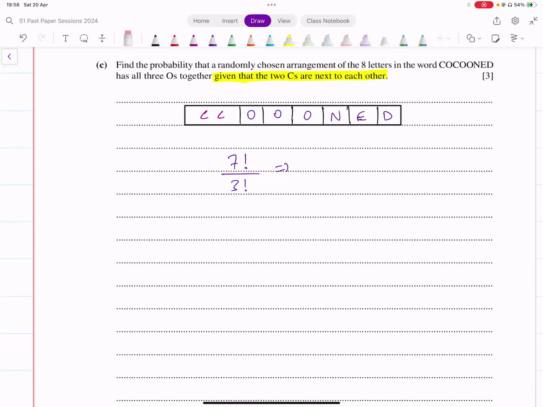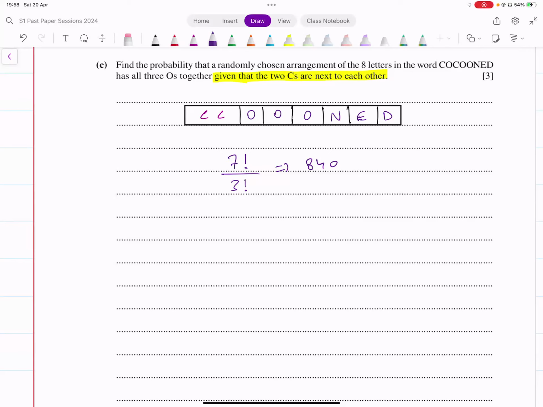Muazzam, that case will already be considered in that. The case that you're talking about, when you have 3 O's together, this also includes that case. When 2 C's are together, the 3 O's may be together or may not be together. So that case is already incorporated in this. Okay, so the denominator includes all of those possibilities. All right, so this turns out to be 840.